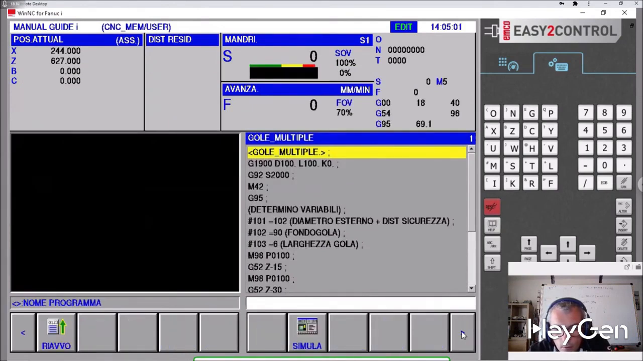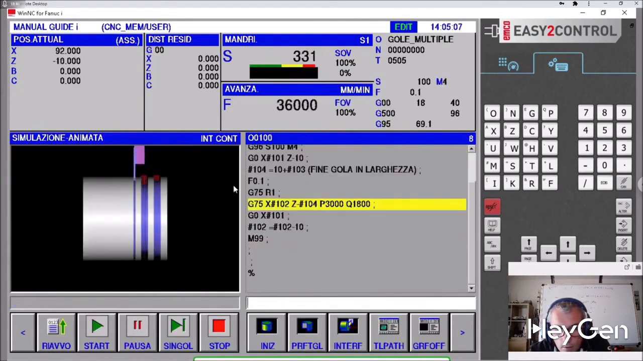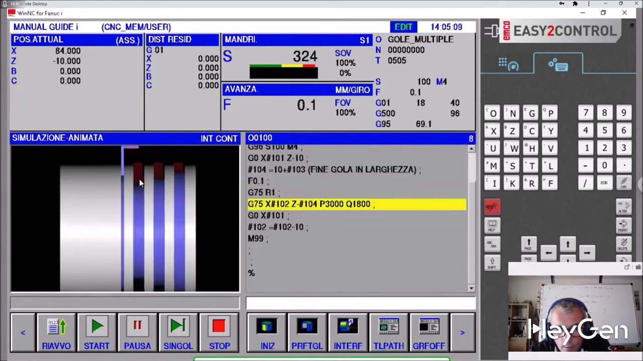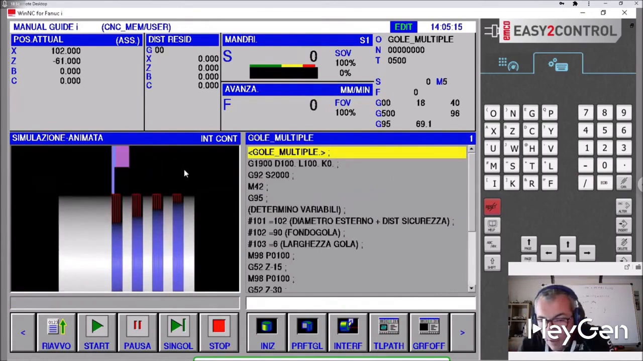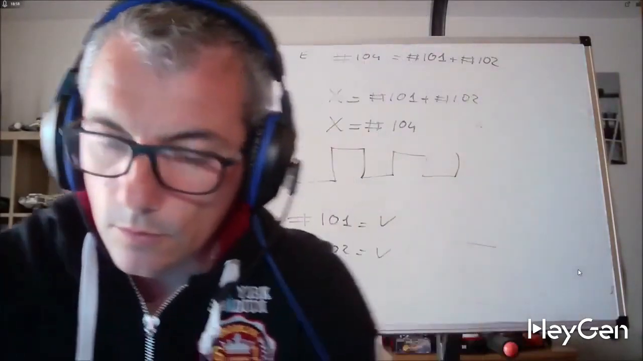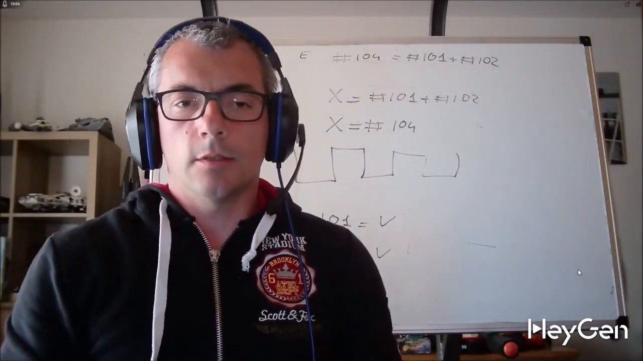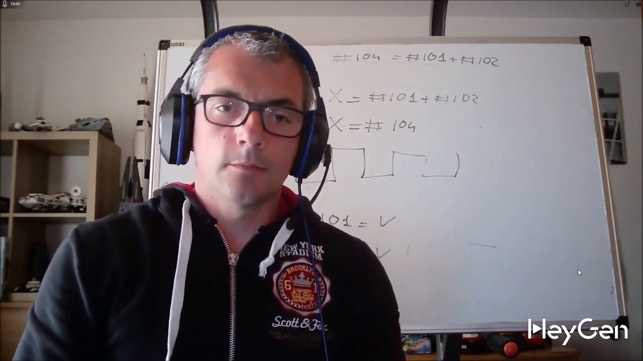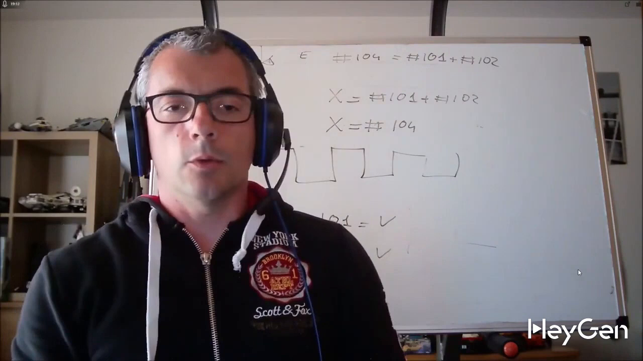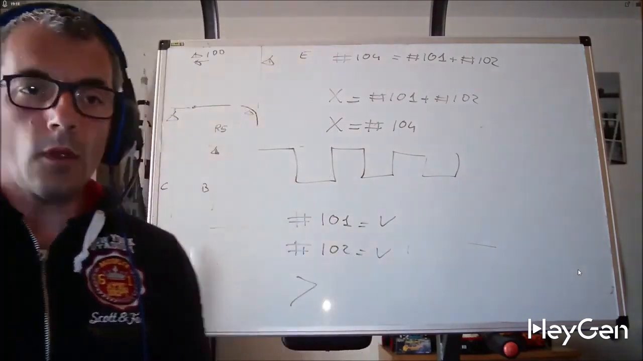Let's see if what I'm saying turns into reality with the simulation. And you can see that the variables can be modified on the fly as we wish, using very simple math operations: subtraction, multiplication, and division. This is the first part about variables. Next video, unconditional jumps and logical operators.